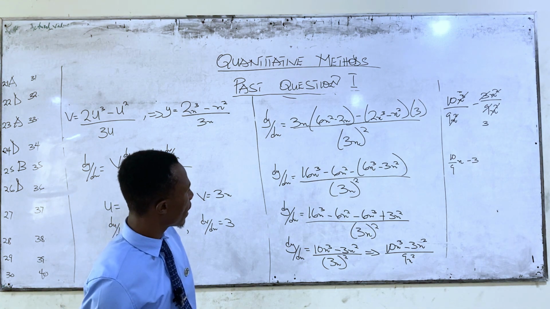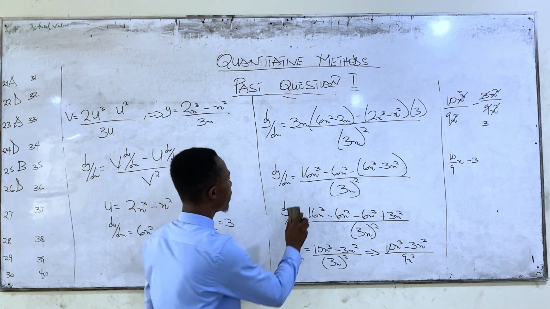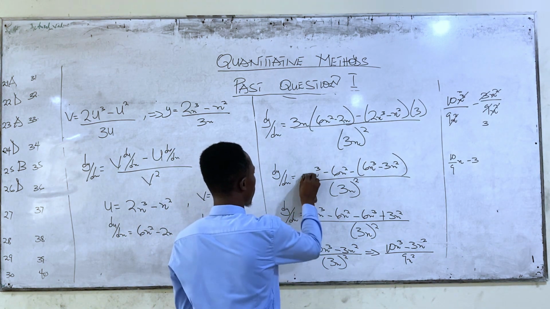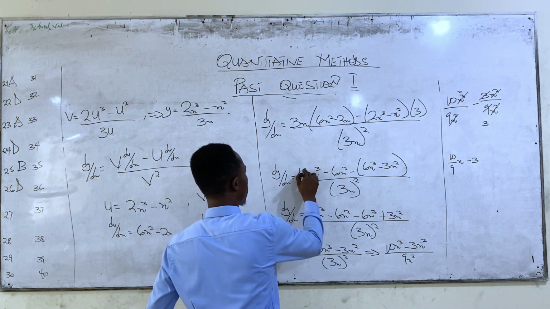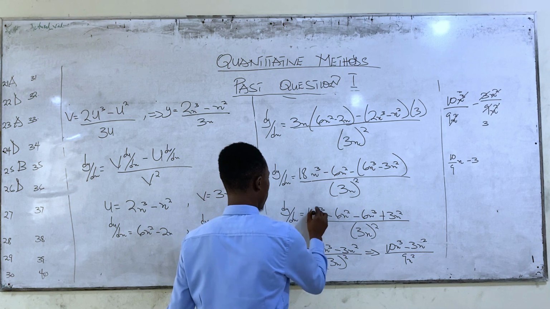It's supposed to be 18, not 16. Here is supposed to be 18, because 3 times 6 is 18. So we have 18.